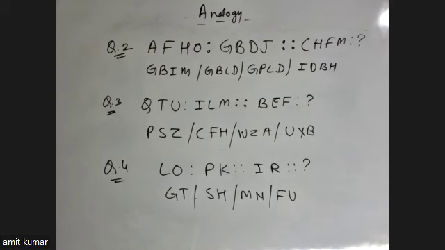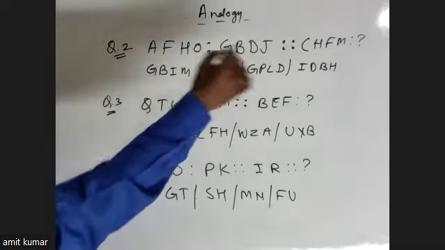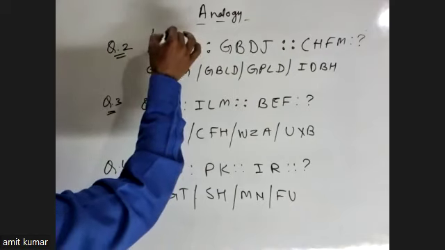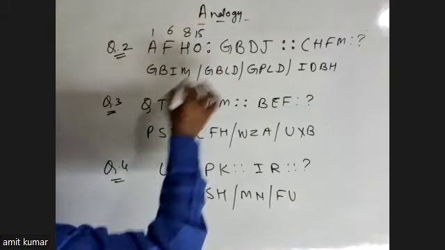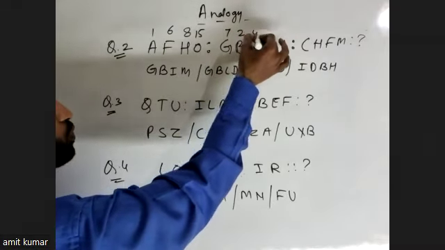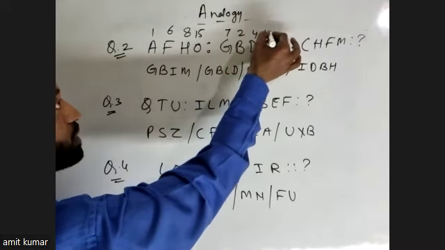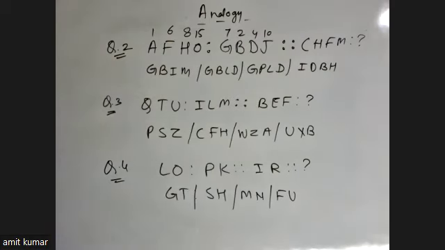If you didn't get the answer, don't worry. Just write down the numbers like 1, 6, 8, EJO, that is 15, 7, 2, 4, EJ 10. Yeah, that is important. It will be easy to look for the pattern in the numbers as compared to the alphabets.